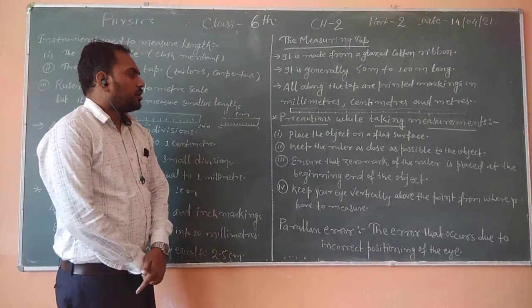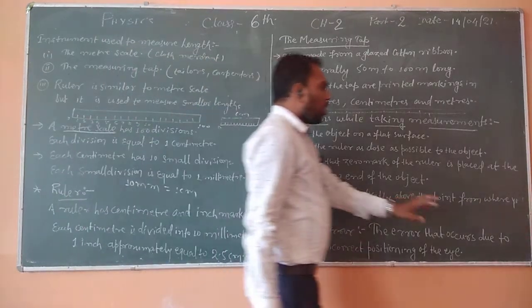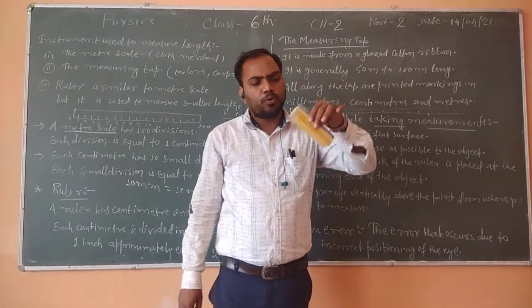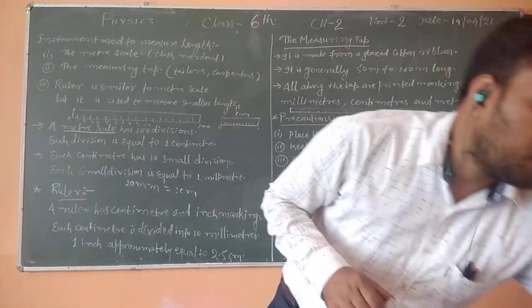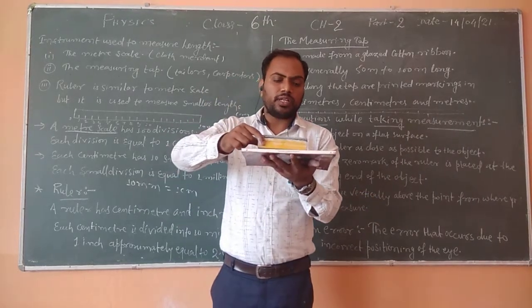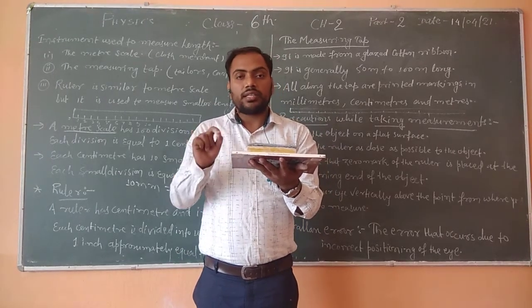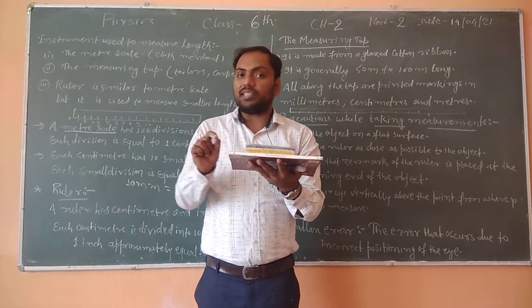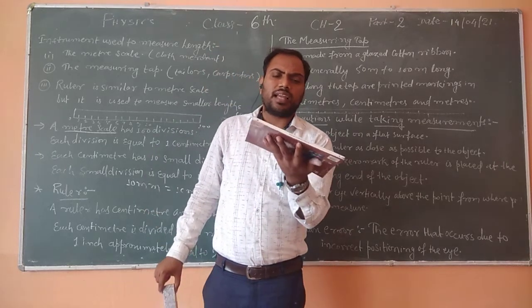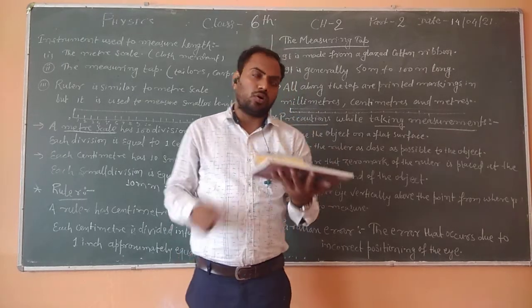Come to the first point. Place the object on a flat surface. Whatever object you have to measure, please put it on the flat surface, like this book is flat. Definitely put it on the flat surface and then start measuring it. First, you have to do this. Otherwise, if you place it on an uneven surface like this and then measure it, your measurement may be wrong.